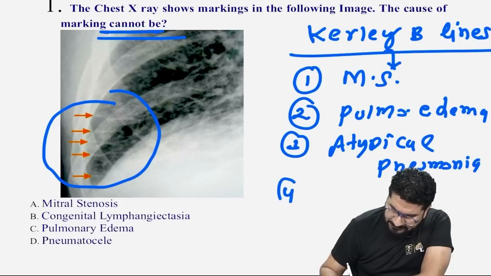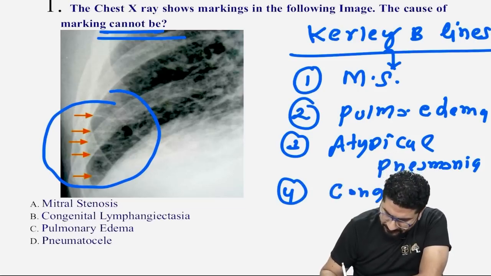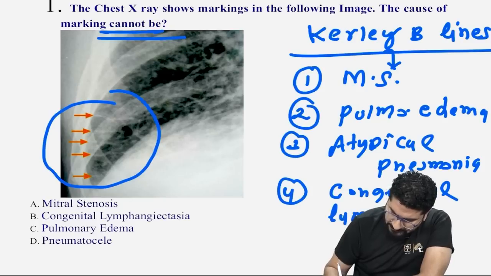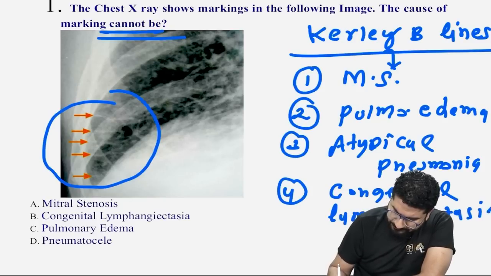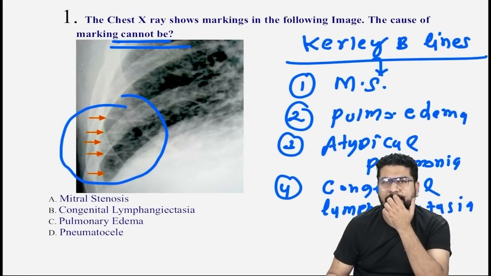And you can see these lines in congenital lymphangiectasia. That is, these are some congenital causes. So we can say congenital lymphangiectasia. So these are the causes of Kerley B lines. So, simple question, they are asking you all are causes of Kerley B lines except.